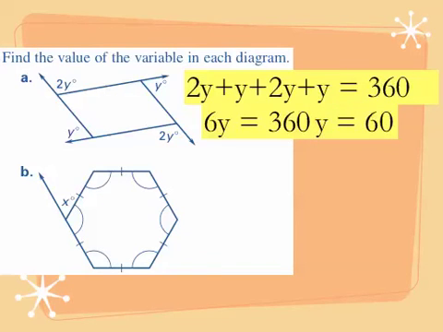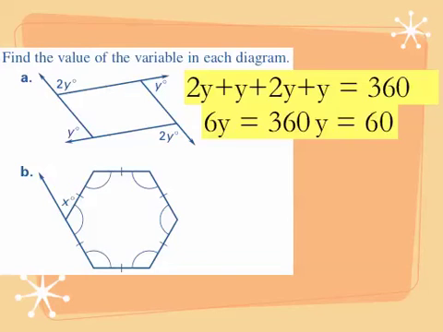y equals 60. If you look at question B, we are given one exterior angle that measures x degrees. If we look at this polygon, they've told us that it is a regular polygon, meaning that it has all equal sides and all equal angles.